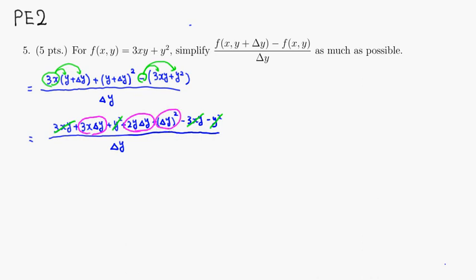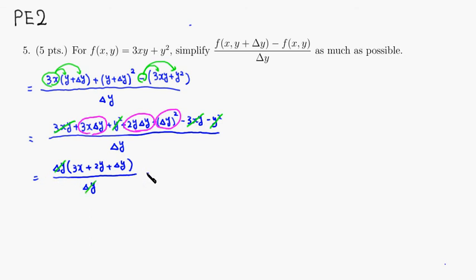Seems like all three of them have delta y in them, so I'm going to factor that out. So factor delta y. Then what's left is 3x from there, and a 2y from there, and another delta y from there. Then you have divided by delta y. Then we can cancel delta y on top and delta y on the bottom.